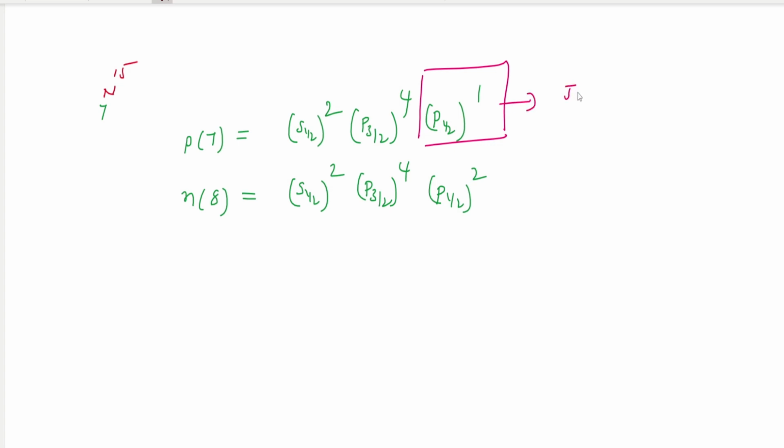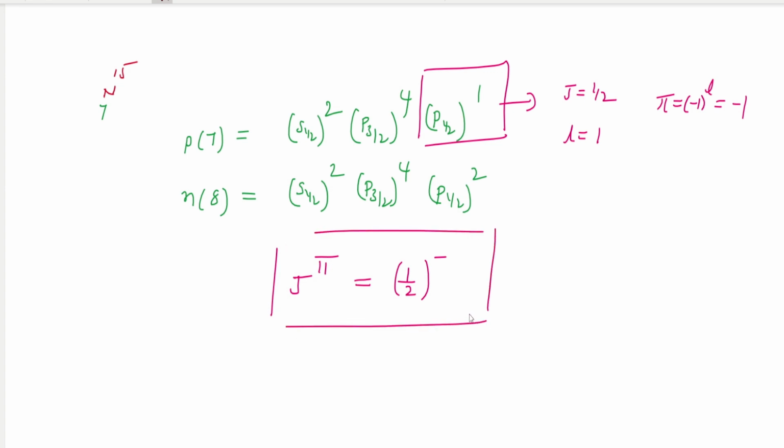What is J? J equal to 1 divided by 2. What is L? L equal to P. So therefore parity pi equal to minus 1 whole power L, that equals parity equal to minus 1. So our answer is J pi, right? What is J value? 1 divided by 2. What is the parity? Minus. So this is the answer. Correct.